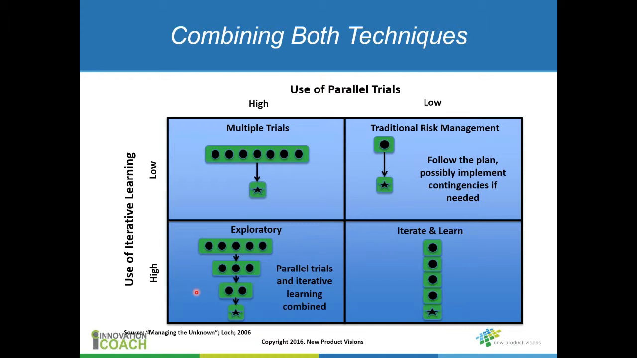You can combine them. So you can use the power of multiple trials in order to speed the time, but combine that with iterate and learn in order to reduce the cost. So you can get the best of both worlds here, but again, it can be challenging and a little more costly to do this type of thing, but it may cut down on your time to market. So you can actually combine these two things in an exploratory type of technique in order to learn as quickly as possible, but reduce the cost.